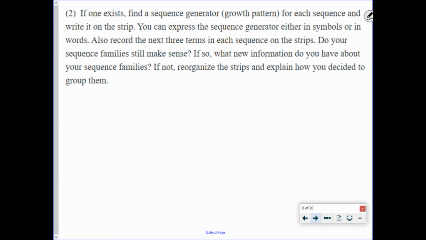So this really is it. This is all we're doing right now. This is all we're doing for today. You are going to fill out the missing blanks on each one of those generators. You are going to resort them however you want to. You're going to find the sequence generator and write it on the strip so that you know.